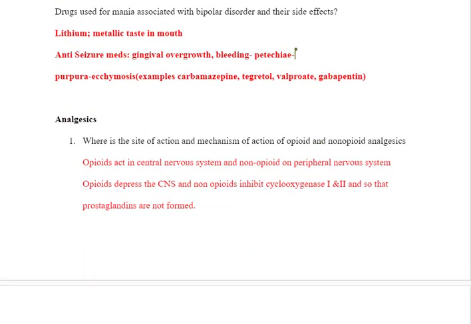All right, analgesics. Site of action, mechanism of action. So opioids work in the brain, non-opioids work in the periphery. Opioids depress the brain, non-opioids inhibit COX-1 and 2.